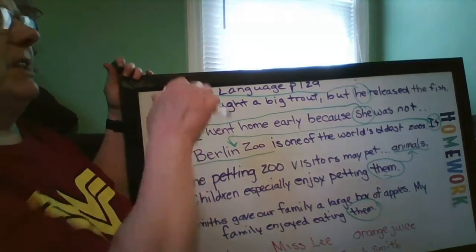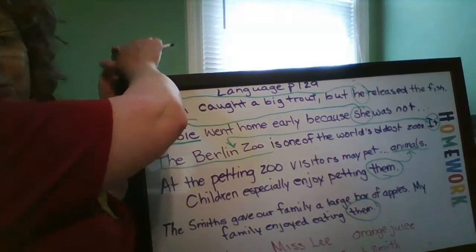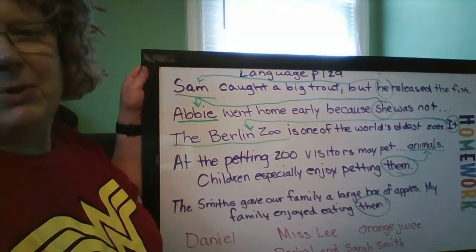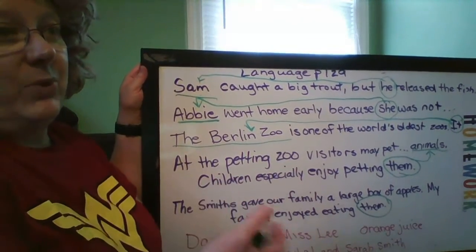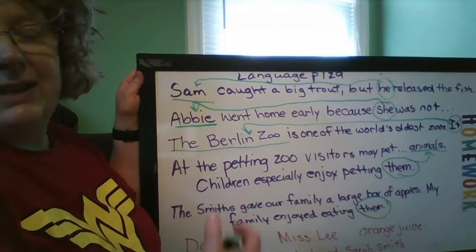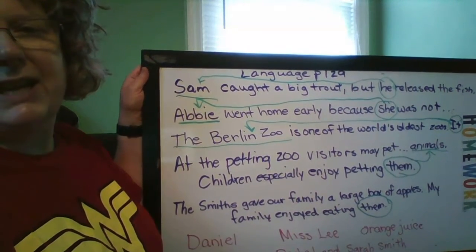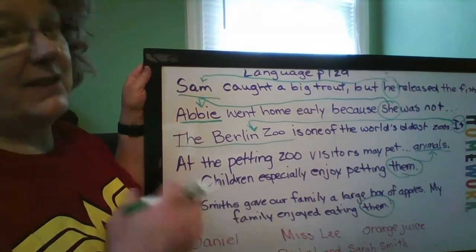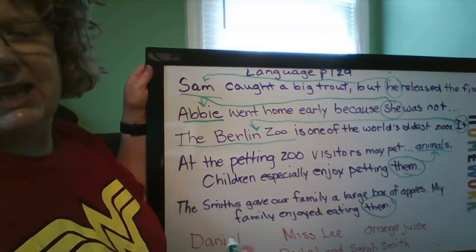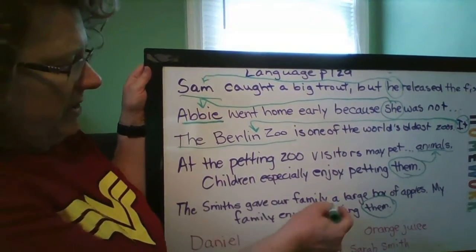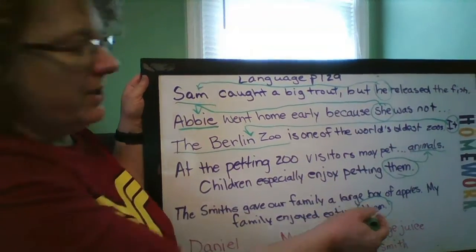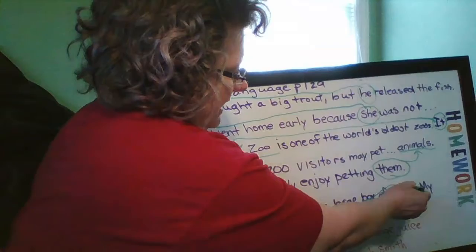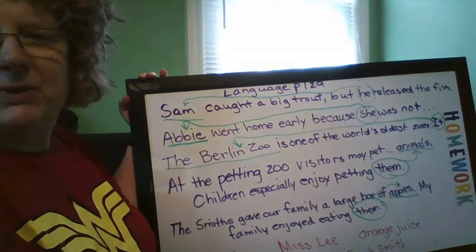Well, let me give you an example of how you could kind of go wrong with this, just in case. I could say, well, the Smiths are what them are, because them could be the Smiths. I could say, we gave the apples to them, and then that would be referring to the Smiths. But let's look at that. My family enjoyed eating them. Did my family enjoy eating the Smiths? No. My family enjoyed eating the apples. So my pronoun, them, refers back to the apples. So you should underline apples and draw an arrow from them to apples.